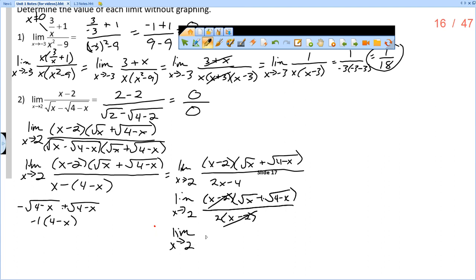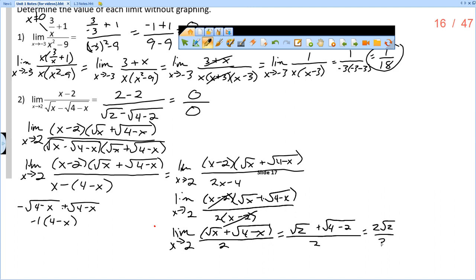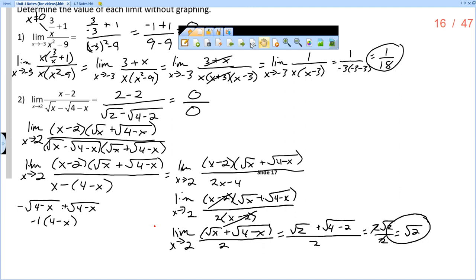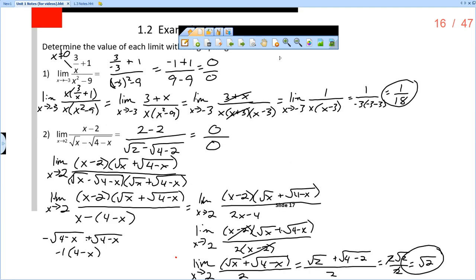And so I'm left with the limit as x approaches 2 of root x plus root 4 minus x divided by just 2. All right, and so now we reevaluate. Root 2 plus root 4 minus 2 all over 2. And so 4 minus 2 is 2. Root 2 plus root 2 is 2 times root 2 over 2, of course, then just root 2. All right, and so that is example number 2.